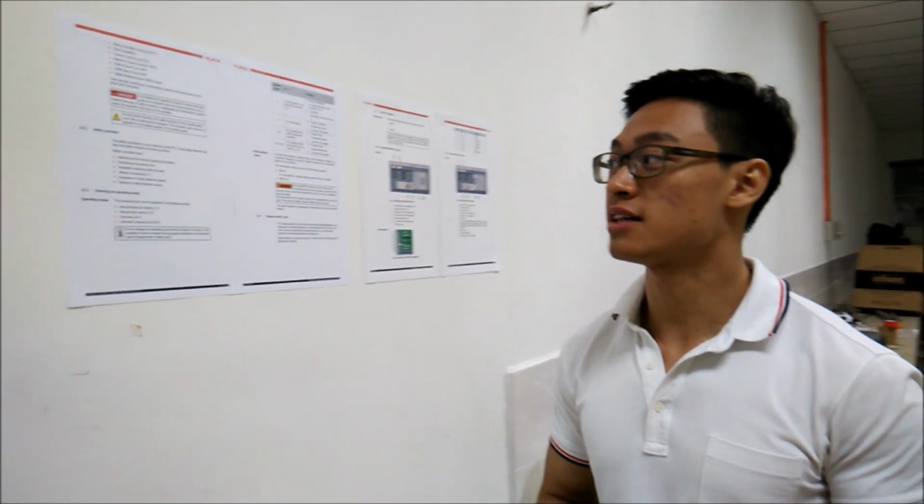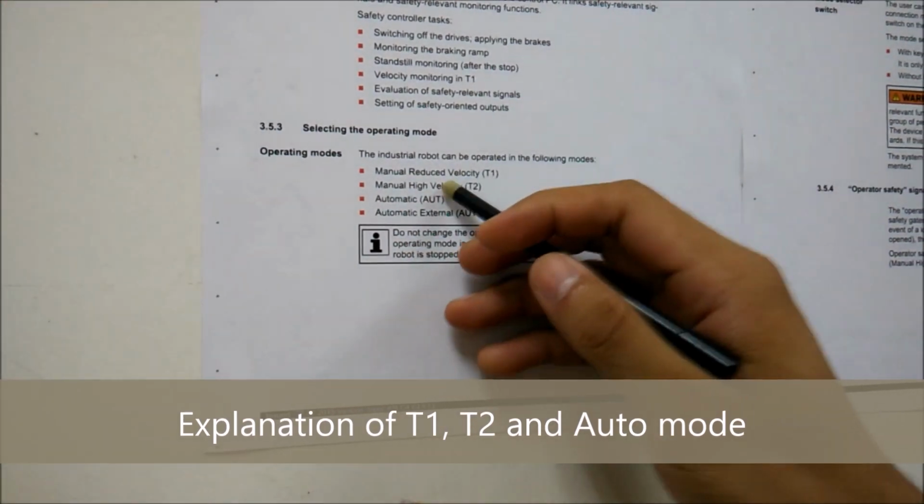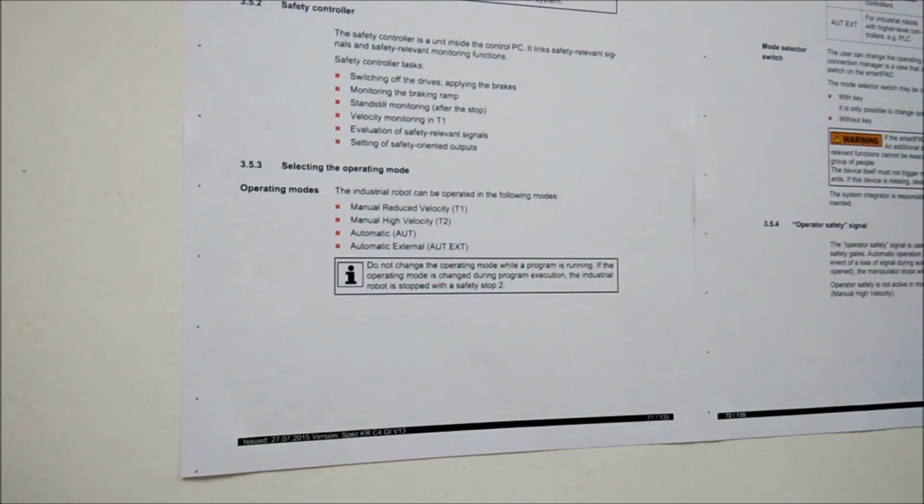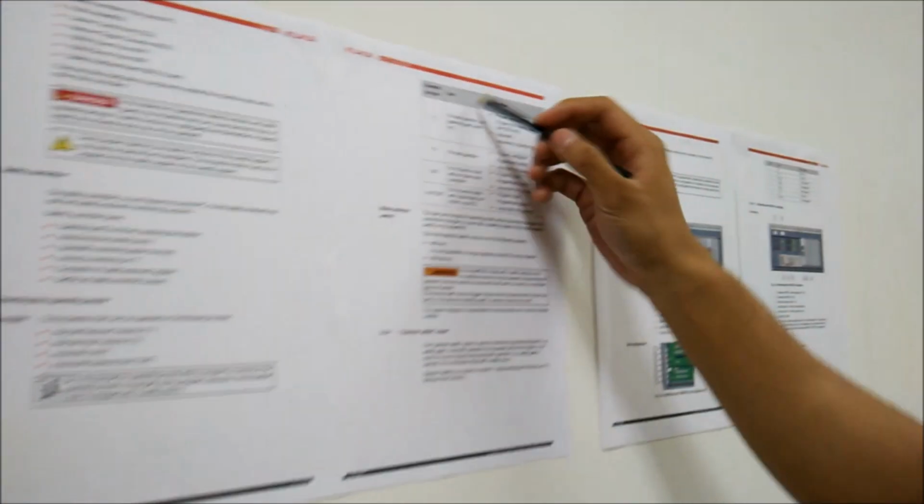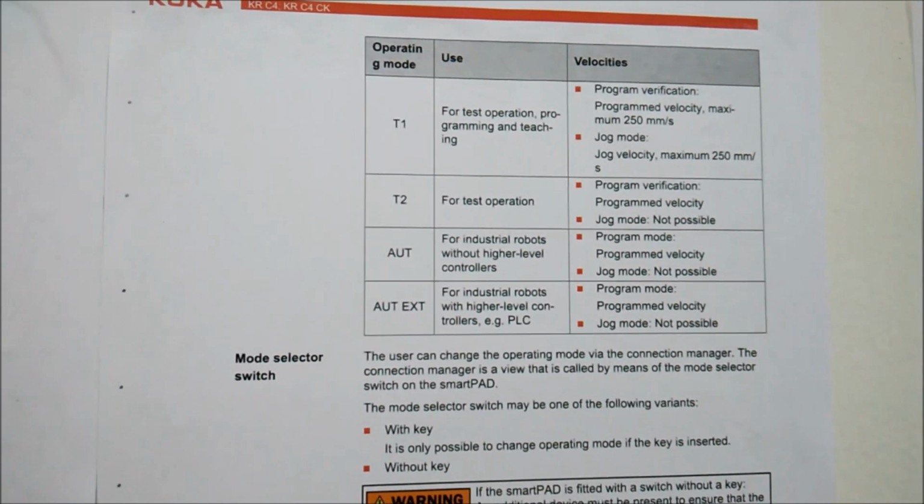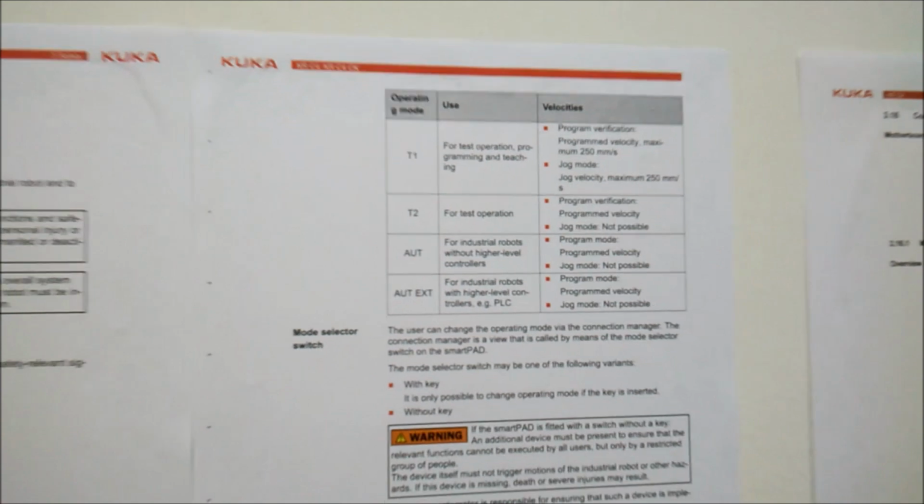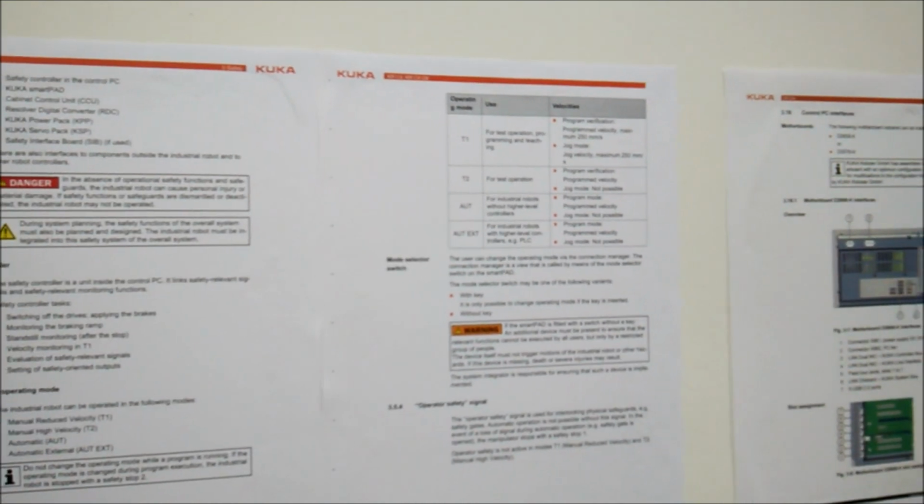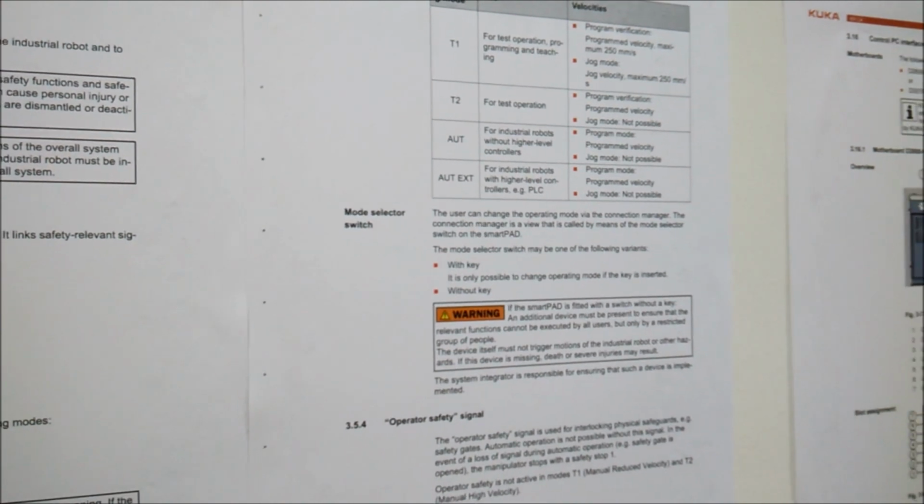Yeah. So inside the KUKA controller, we can see there are 3 options, including T1, manual reduced velocity, T2, manual high velocity, and also the automatic. So what are the differences between them? As you can see, normally T1 is used for test operation, programming, and teaching, but T2 is only for the test operation. And automatic is normally used for industrial robots without a higher level of controllers.